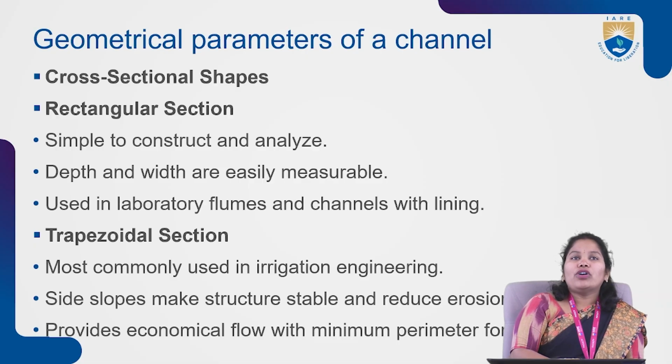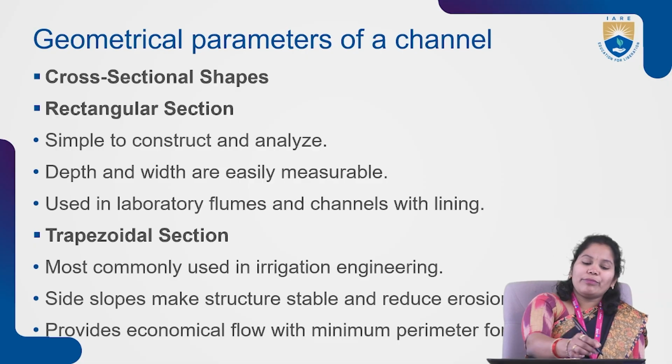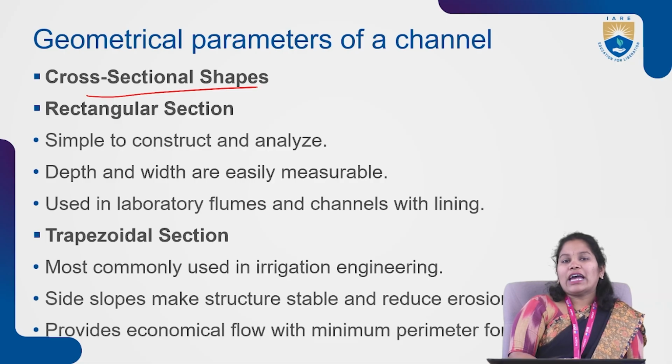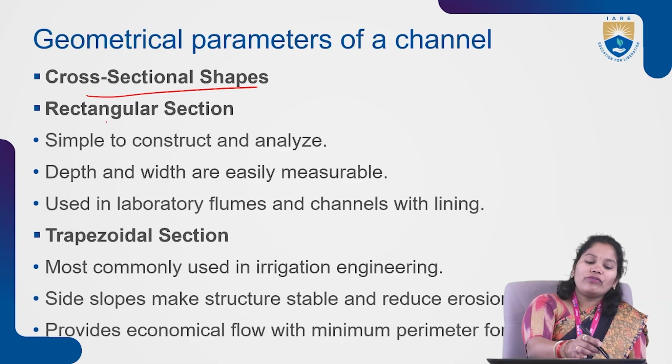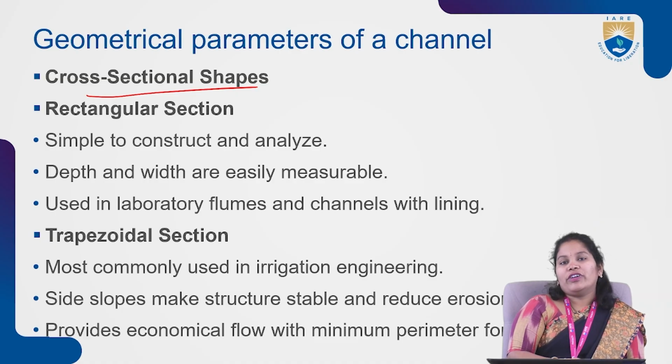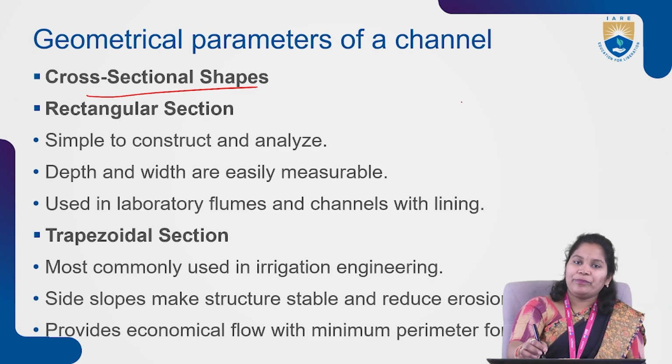Now, geometrical parameters mean, depending upon your cross section, your channel, the wetted area and wetted perimeter will change. The hydraulic mean depth is also changing, right? So how the cross-sectional shape is, and which one is easy for calculating the top width and all the parameters of the channel to design, right?